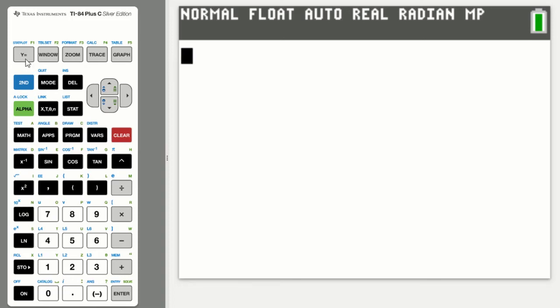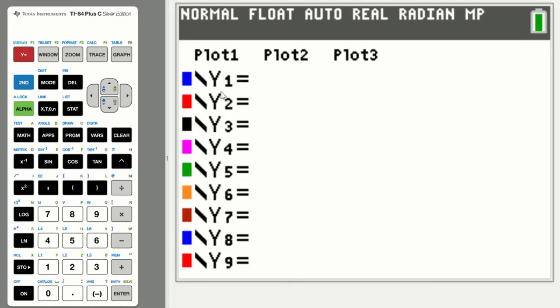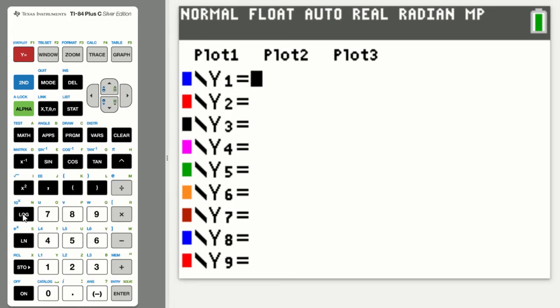And so again, on the TI-83/84 calculator, I am going to hit Y equals to enter the function. And so I'm going to choose to enter a logarithm for Y1 right here. Let's say log base 10.